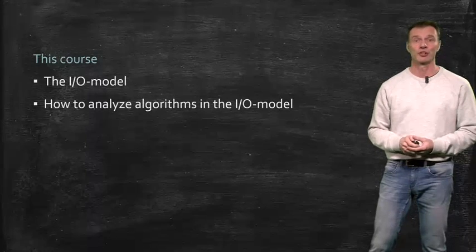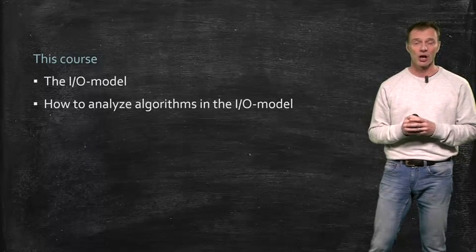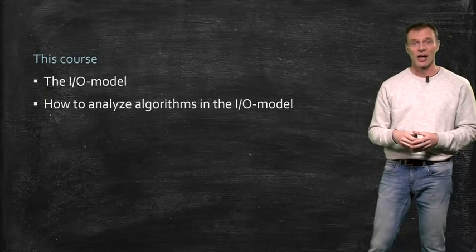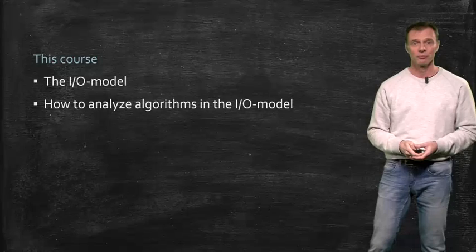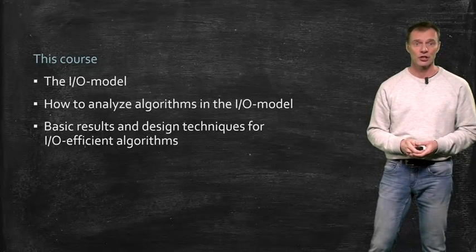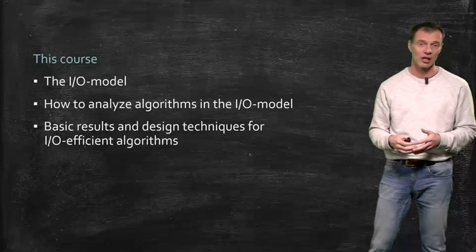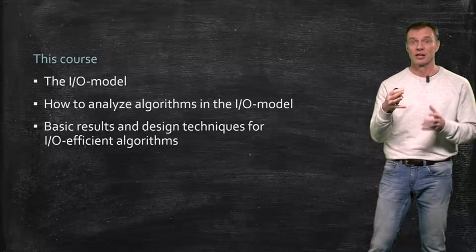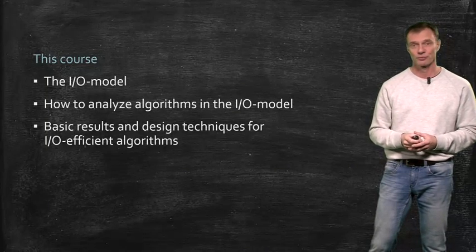So what we're going to do in particular is, first of all, give an abstract model of a machine, so of the memory and the computing unit, and we're going to see how to analyze the number of IOs in this particular model. And then after this introduction to the model, we're going to look at a number of basic results and algorithms in this area. So how can you, for relatively simple problems, design algorithms that are I/O efficient, that do relatively few IOs. So that's the plan for this course.